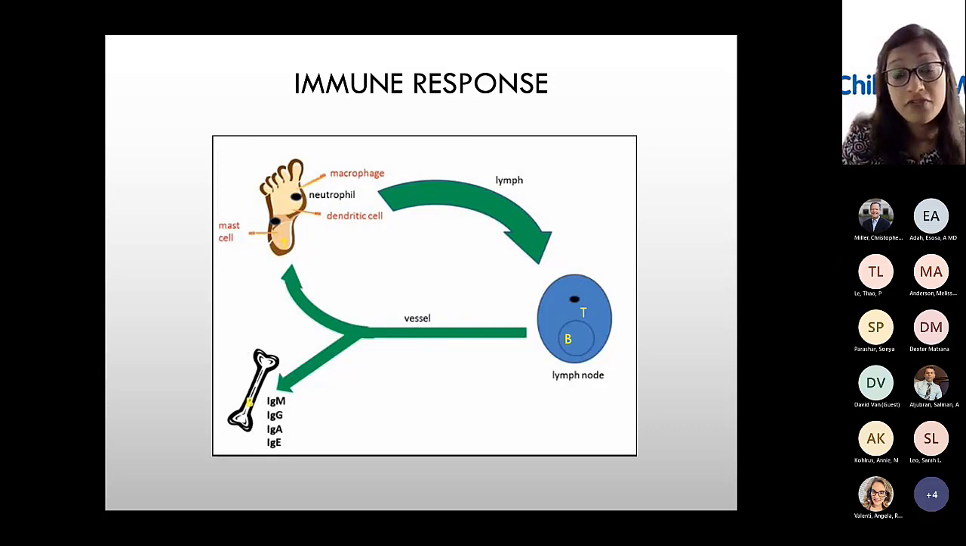So the first line of defense is always the physical barrier by skin and epithelial tissue. But then once that's broken, as in this scenario, there are these cells, macrophages, dendritic cells, mast cells, that are ready to fight those infections. They also send signals to the blood circulation so that they can ask for help.